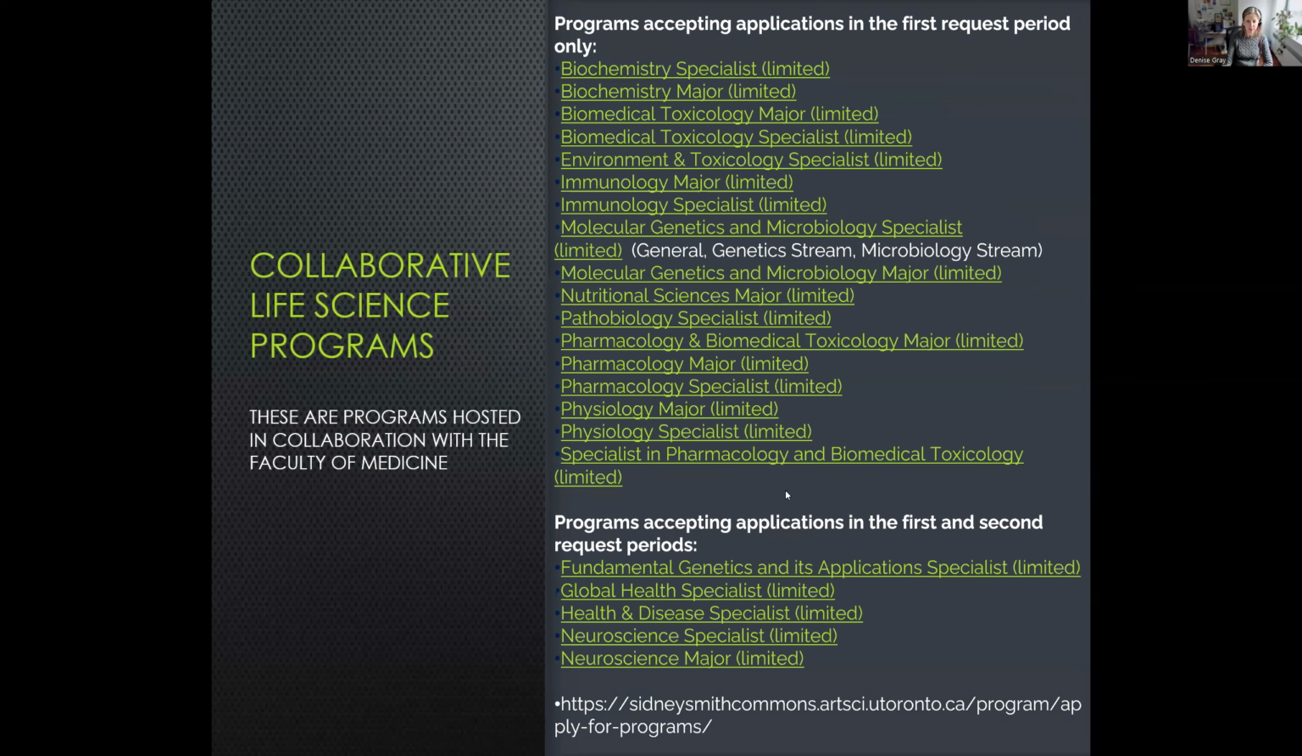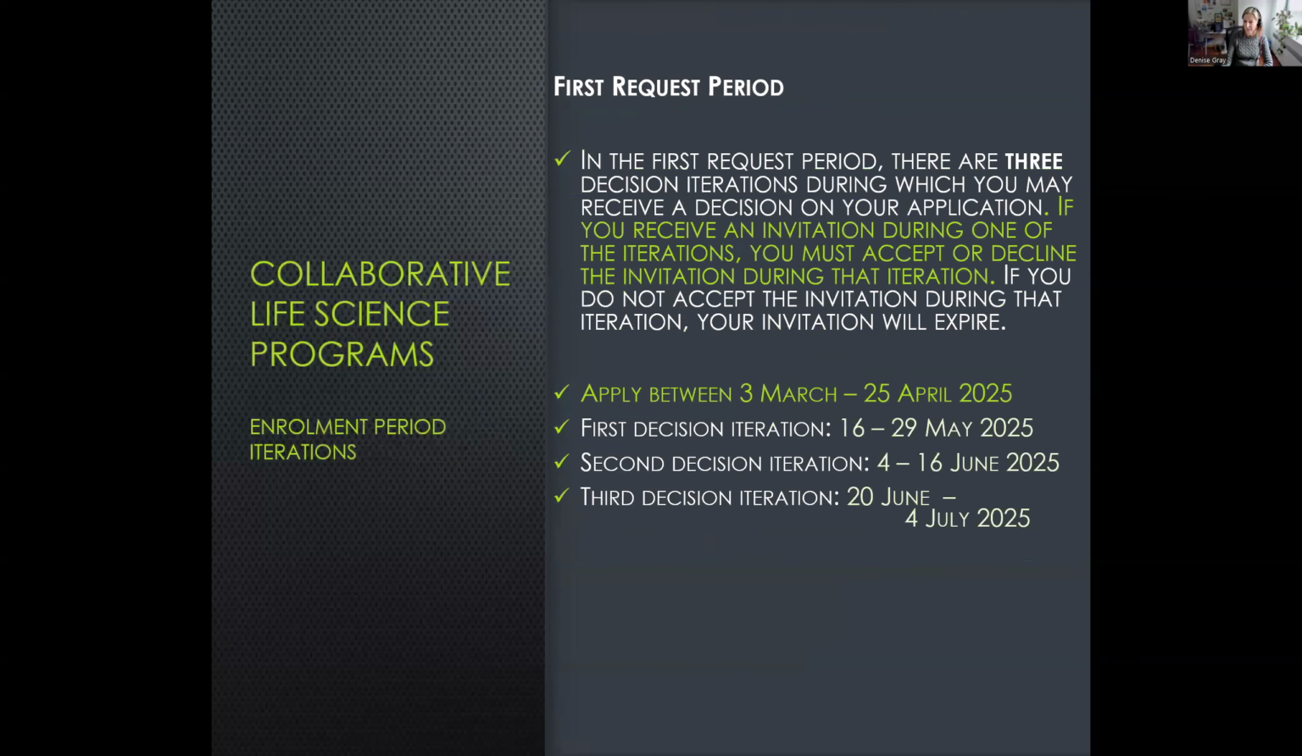So this here is the list taken right from the program toolkit that I mentioned earlier, of the collaborative life science programs. The first 15 only accept students during the first round, and then the bottom 5 accept students during the first and second request period. So you apply between March 3rd and April 25th, and there are 3 different decision iterations. So you'll be considered for any of the collaborative life science programs that you've applied to during the first decision iteration, which will come out between May 16th and 29th.